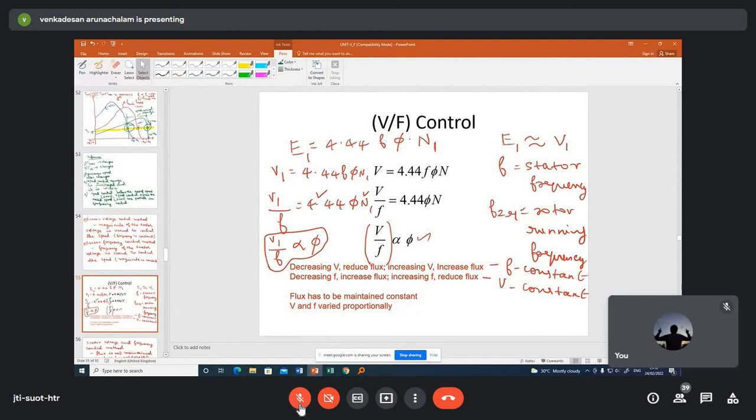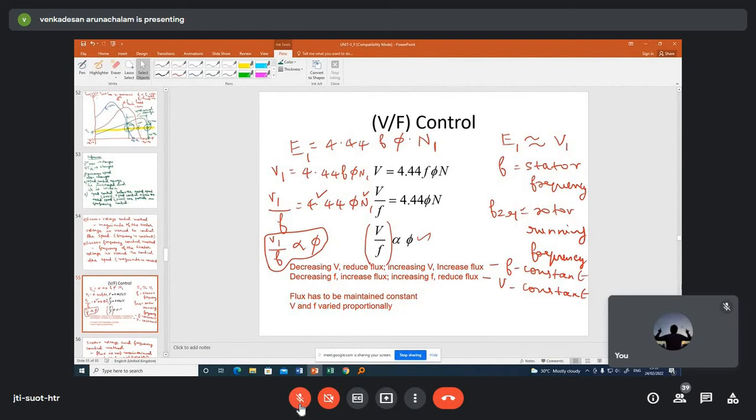Here 4.44 is constant. N1 is the number of turns in the stator, so that is also constant. So I can write V1 by f is proportional to phi. Or simply I can write V by f, the ratio of voltage with respect to the frequency, is proportional to the flux in the machine.